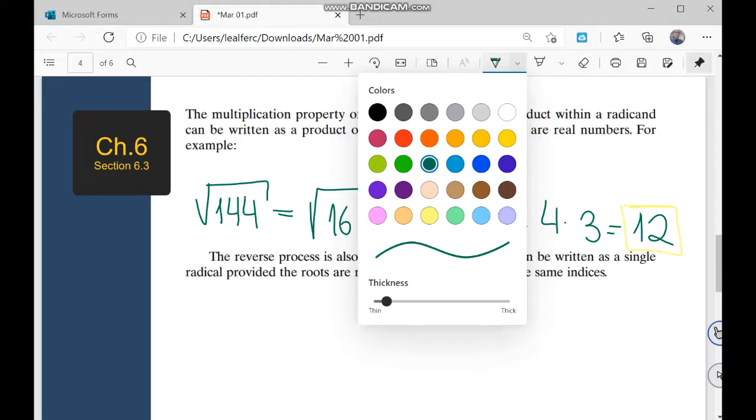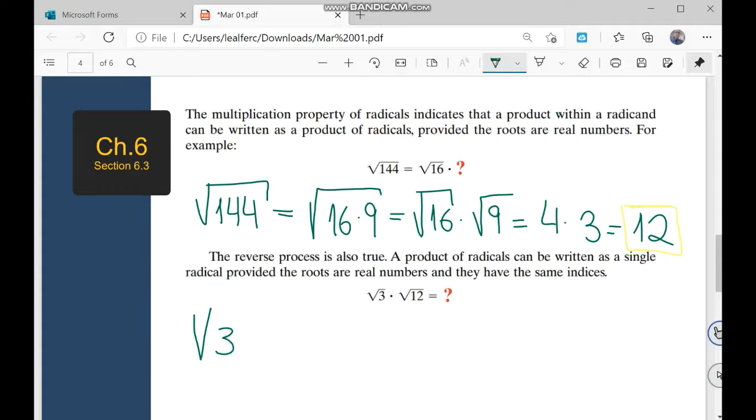If you have the square root of 3 times the square root of 12, can you simplify? Well, the square root of 3 is not a perfect square, so you cannot simplify just the square root of 3. And 12 is not a perfect square as well. You can simplify the square root of 12 a little bit, but not completely. But you can write this as the square root of 3 times 12.